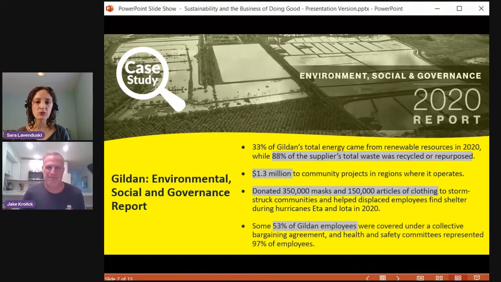And so Gildan was on the ground making sure that their people had what they needed. Also, 53% of employees at Gildan were covered under a collective bargaining agreement, and health and safety committees represented almost 100% of employees, 97%. So they're also looking out for the governance aspect of sustainability.